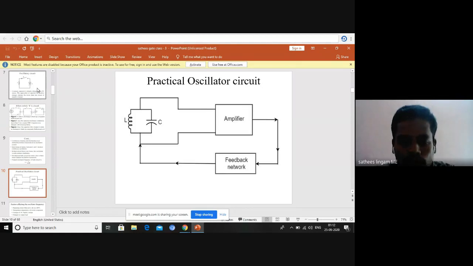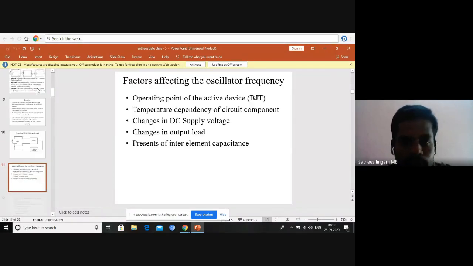When you are going for amplification, there is one feedback network for monitoring. This is the common practical oscillator circuitry. The amplifier is used for amplifying the weak signal, the weak oscillation generated by the tank circuit, and strengthening it. The feedback, as usual, is going to control it. So anyway, this is the practical thing.